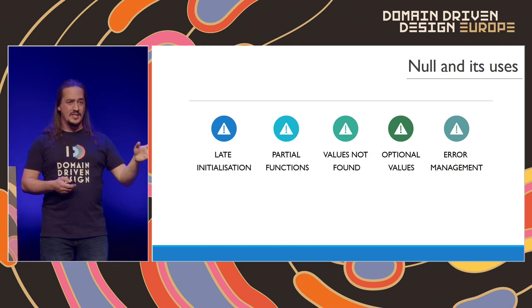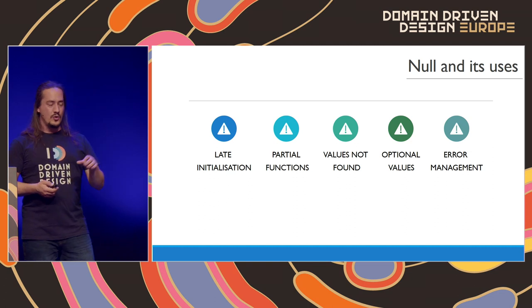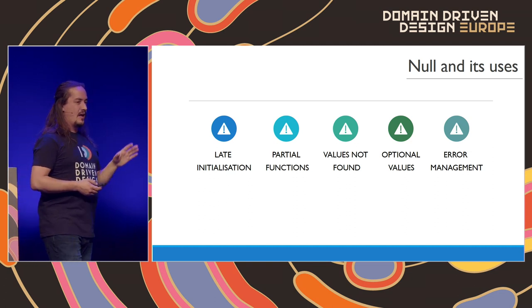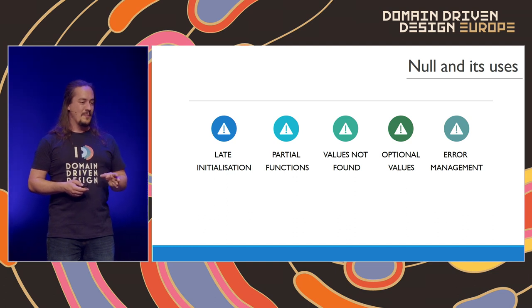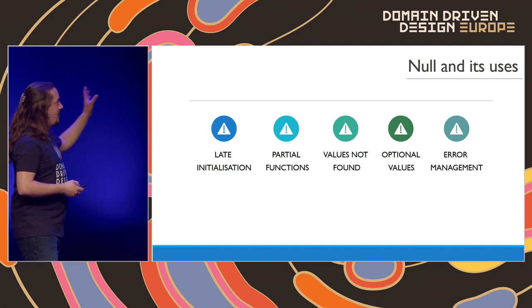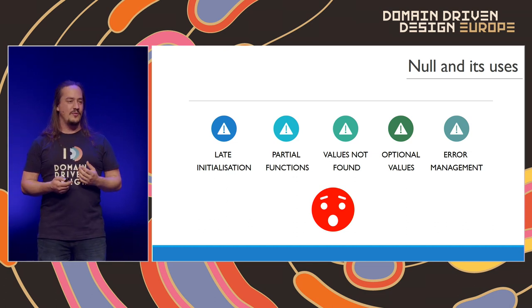There has been a talk at BuildStuff a few years ago with the name The Billion Dollar Mistake, or was it even DDD Europe? Don't remember. But if you Google the talk, The Billion Dollar Mistake, the invention of null is one of the most costly problems in software development. So null is doing all of these things, and this is kind of like, why so much responsibility for something that doesn't even have a value?